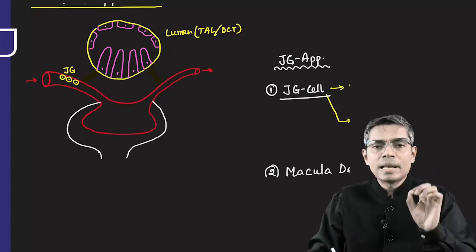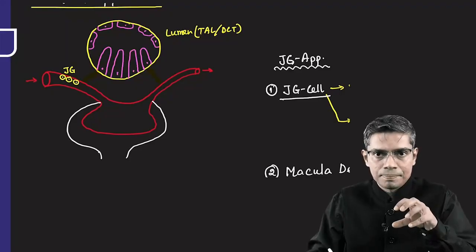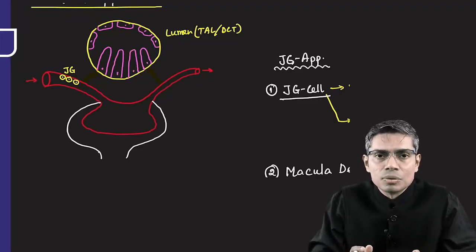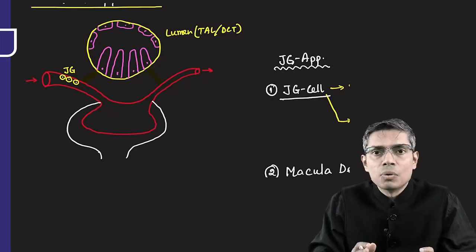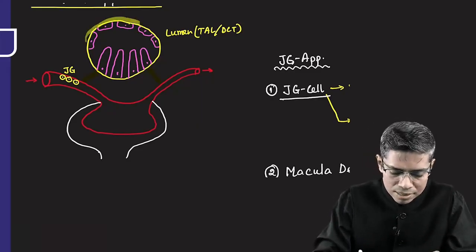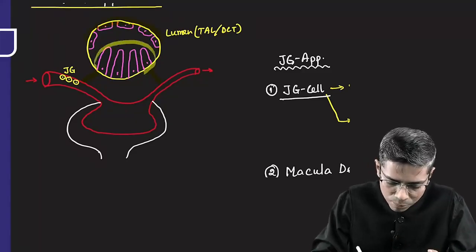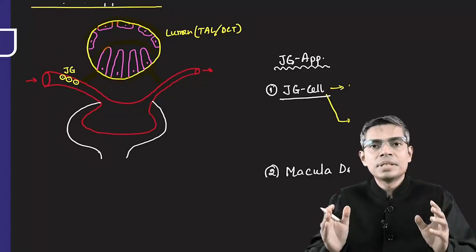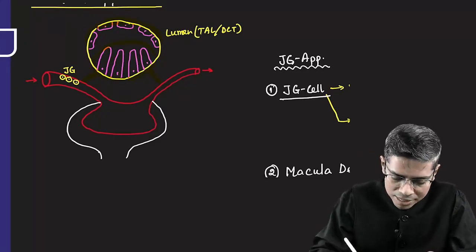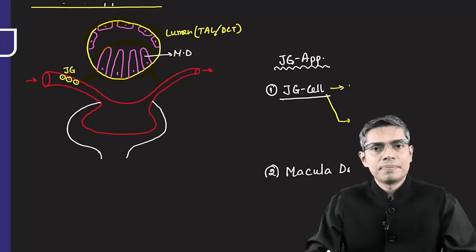So the columnar epithelium cells of this lumen which are in contact with afferent and efferent arterioles are known as the macula densa cells, not the cells located on the other side. These cells are not the macula densa. Macula densa is only this population of cells which are columnar in nature and in contact with afferent and efferent arterioles. So I am marking these cells. These are known as the macula densa cells.